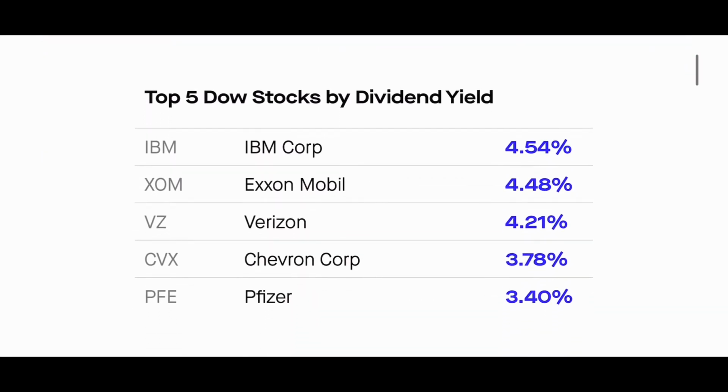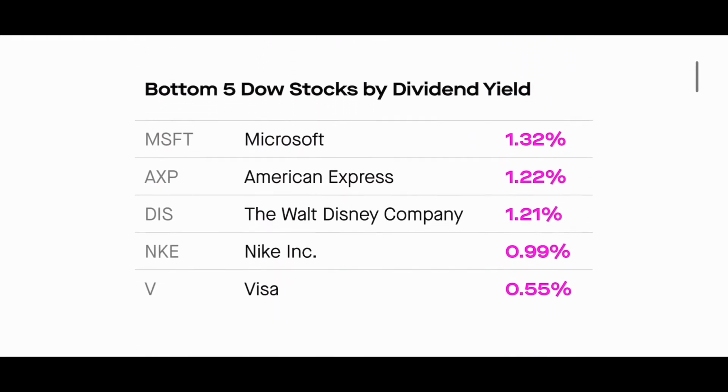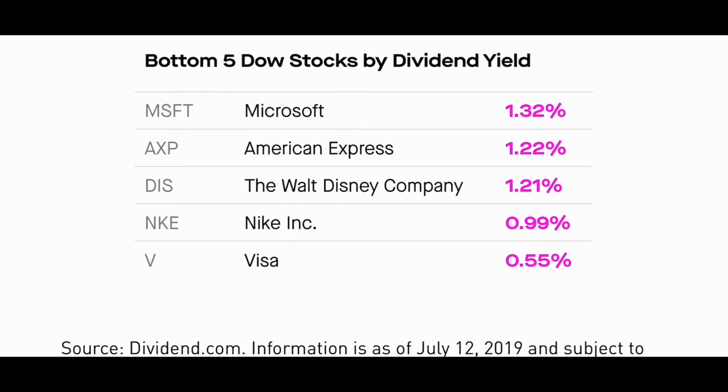Right here you will see a picture of the top Dow stocks that have dividend yields. These are the top yielding Dow companies right now. Down here you're going to see the bottom 5 Dow yielding stocks. So these companies yield the least in the Dow index.